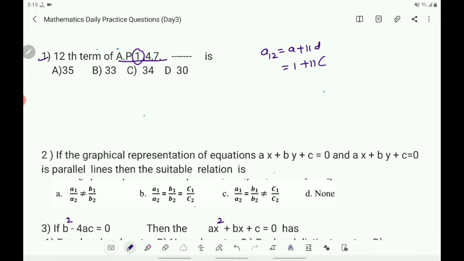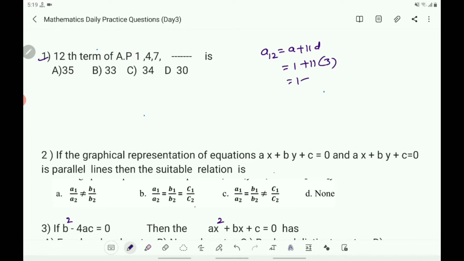So you write 1 plus 11. What is D? D is the difference between the consecutive terms, that is the common difference. So you can take 4 minus 1, that is 3. That is A2 minus A1, that is D. D is equal to A2 minus A1, that is 4 minus 1 equals 3.